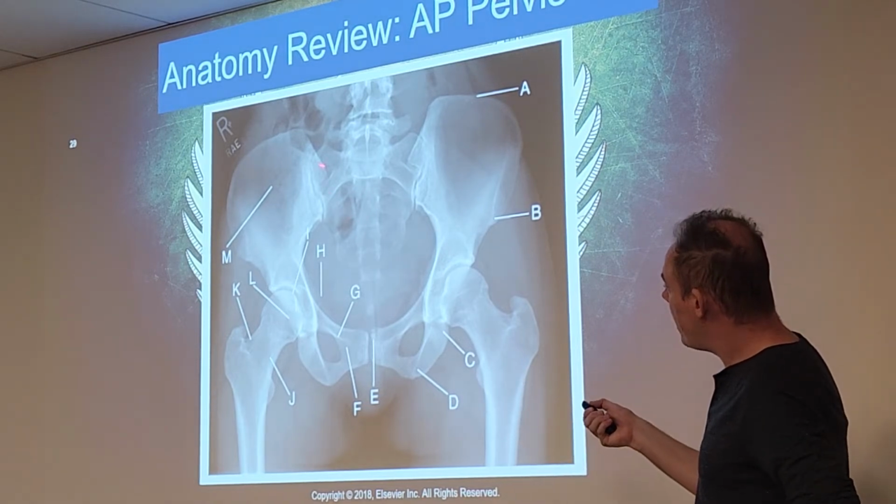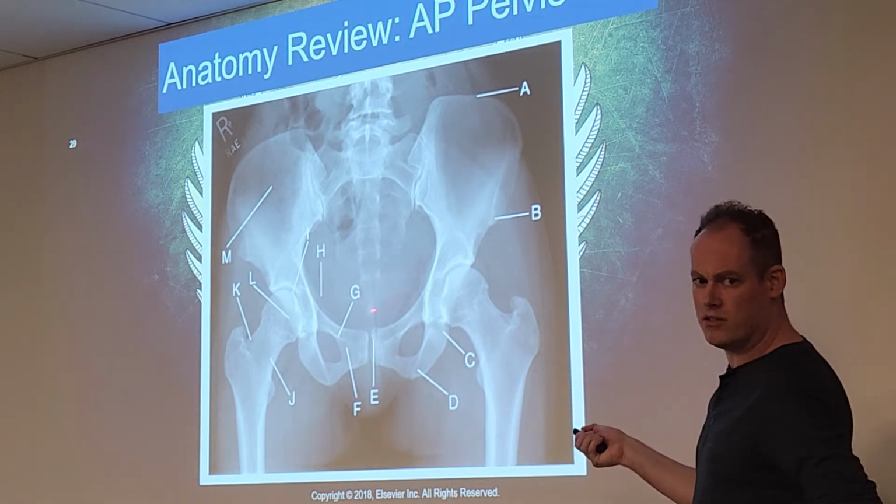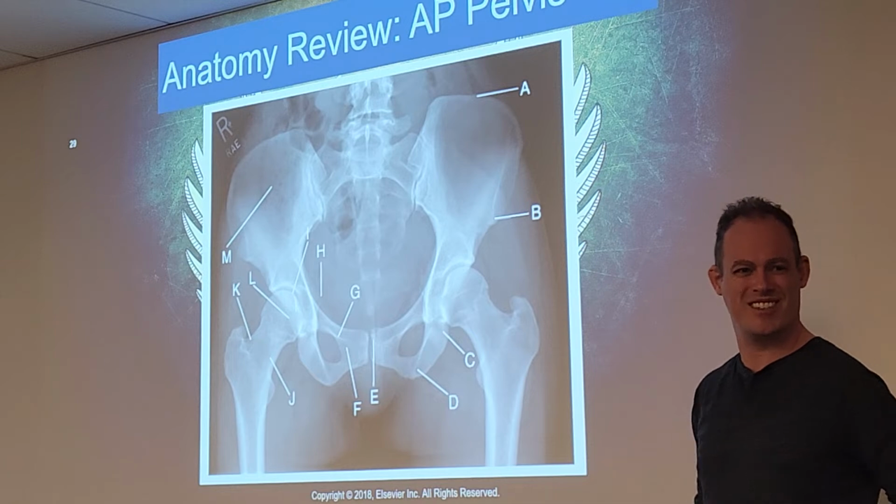Okay. What is that bone there called? Sacrum. What's that tailbone called, Jen? Coccyx.